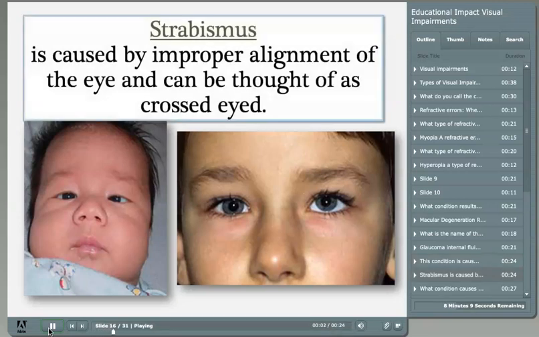Strabismus refers to improper alignment of the eye. As with other eye conditions, strabismus can be treated. However, treatment depends on the severity of the condition and the patient's response to treatment. Remember that with all of these conditions, there is variability in severity and response to treatment.